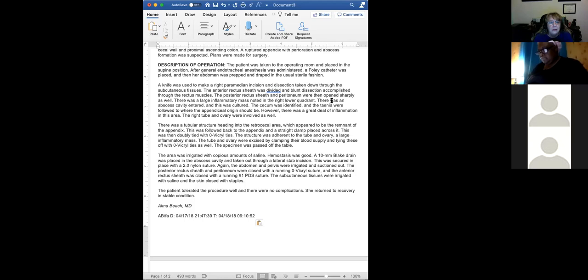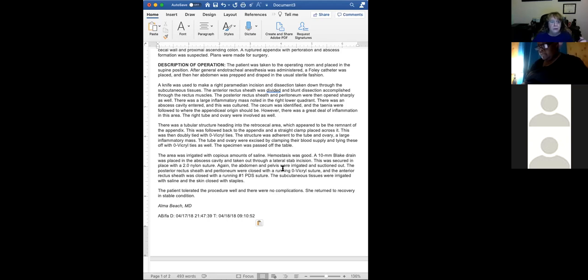There was a large inflammatory mass noted in the right lower quadrant. There was an abscess cavity entered, and this was cultured. The cecum was identified. Where's the cecum? It's the beginning of the large intestine. Very good. And the tania were followed to where the appendiceal origin should be. However, there was a great deal of inflammation in this area.